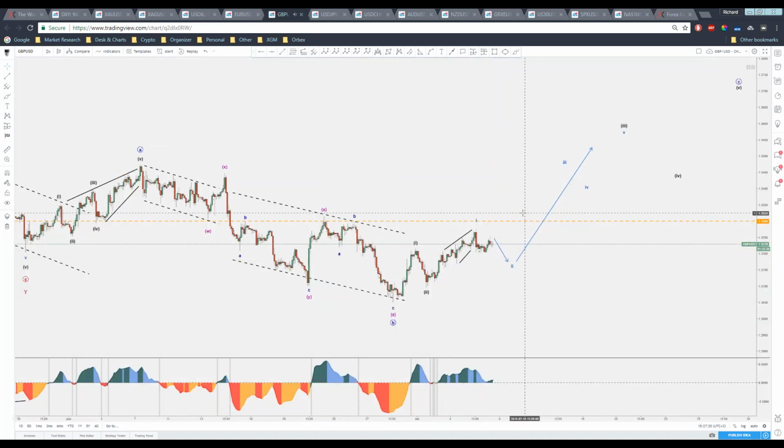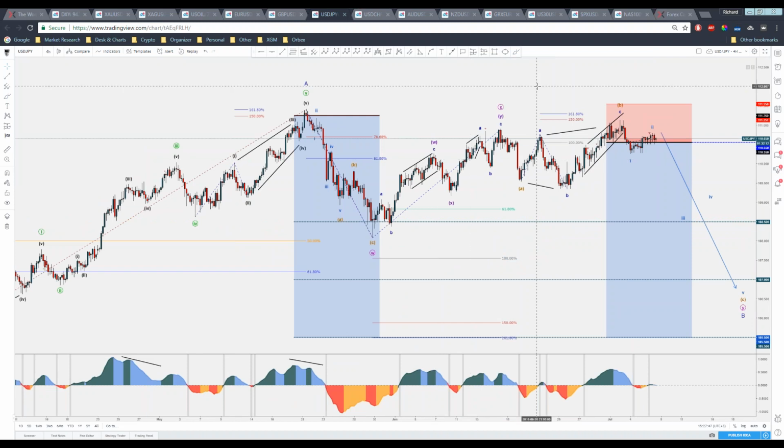Now, GBP USD seems to me like it's forming a leading diagonal right there. All that would be needed would be a final C leg for this ABC and maybe continue on the upside, right? We'll see if that occurs.